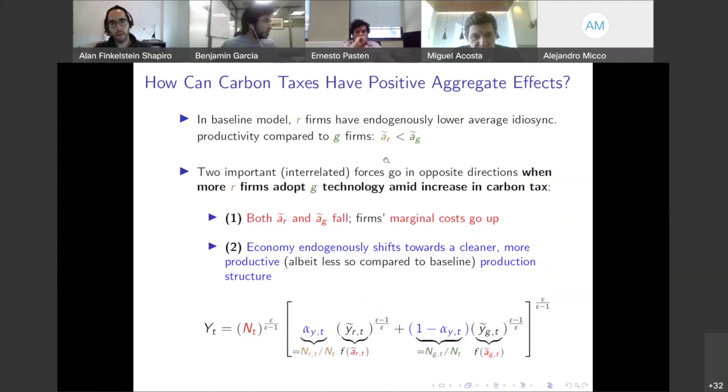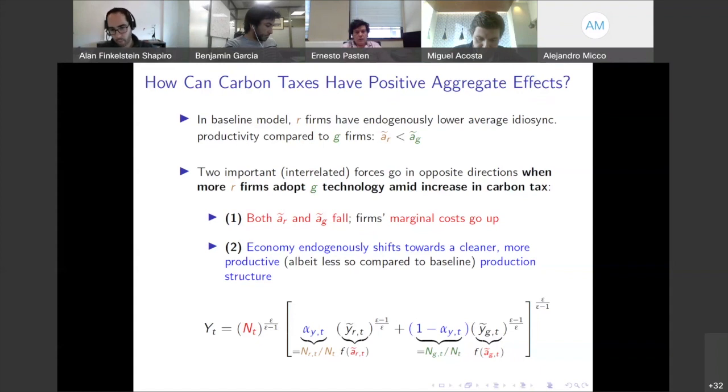Now, what's happening when you think about a carbon tax when it comes to both the productivity profile in the two categories of firms and also on the marginal costs? There are two effects basically going in opposite directions. On the one hand, when you introduce a carbon tax, you're pushing more of the set of existing firms to adopt the green technology, and that reduces the average productivity level of those firms because you have more firms basically moving to that category. That also ends up reducing the average productivity of the firms that end up facing the carbon tax. This, in turn, ends up also putting upward pressure on the marginal costs across firms.